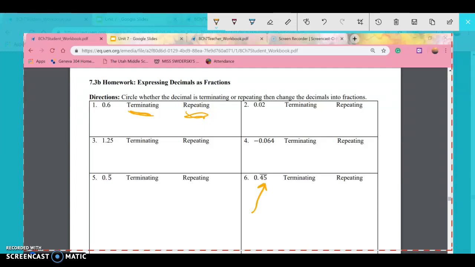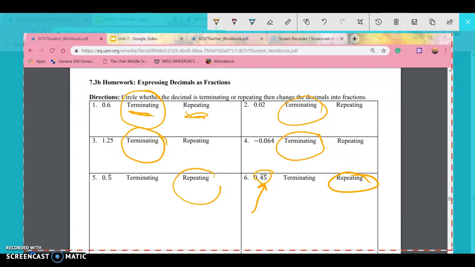So this one right here, that line above it means it's repeating. So we have 45 hundredths, that's a repeating decimal. One that ends, meaning it doesn't go on forever, or doesn't repeat, is one that's terminating. So if I have 0.02 or 2 hundredths, that's terminating. What about number 5? Well, 5 is repeating. 1 and 25 hundredths is terminating, and 0.6 is also terminating.